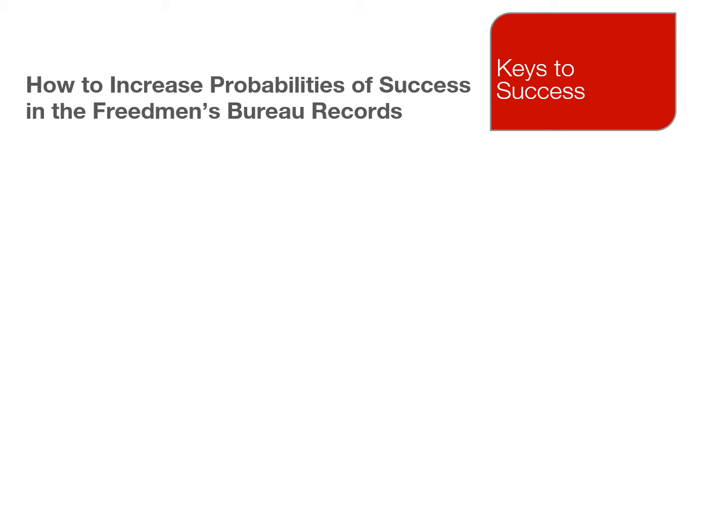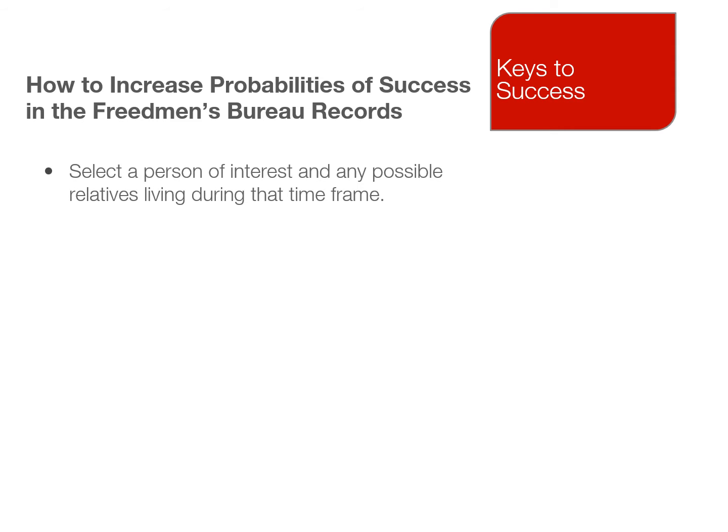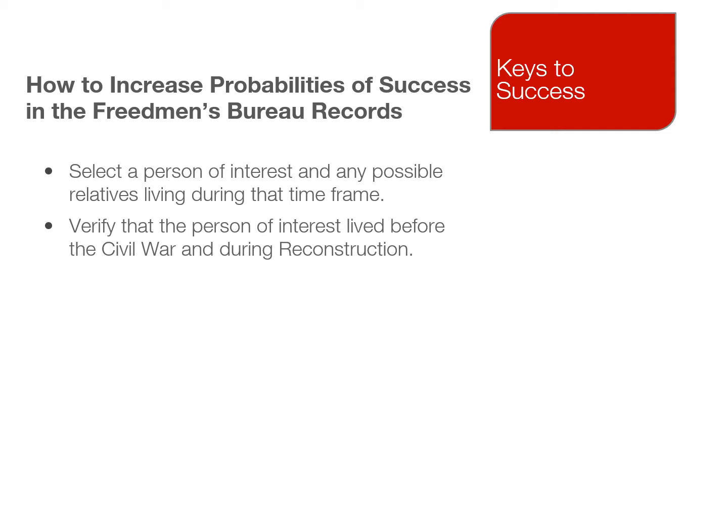So let's talk about the keys to success when researching the Freedmen's Bureau records and how to increase the probability that you will find the information that you're looking for. First, you will need to select a person of interest and any possible relatives known to them that lived during that time frame. You'll also need to verify their ages to ensure that they would have lived during the Civil War and Reconstruction. Third, try to pinpoint their locale before and after the Civil War.